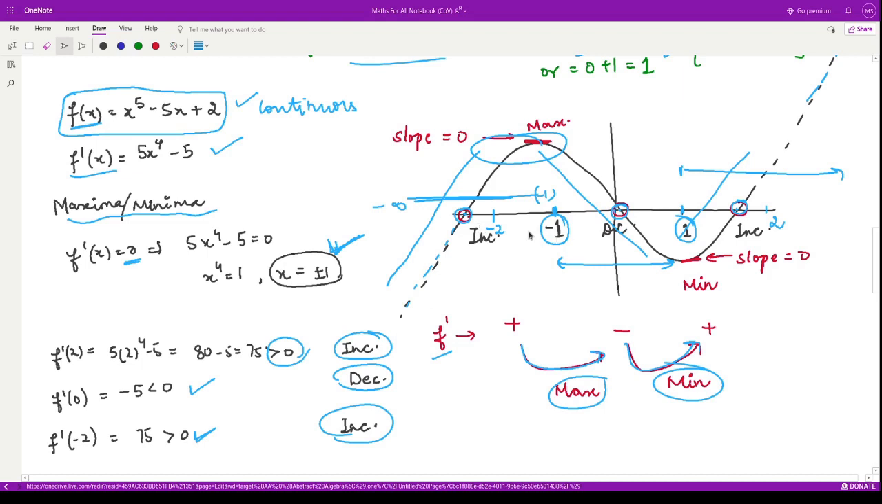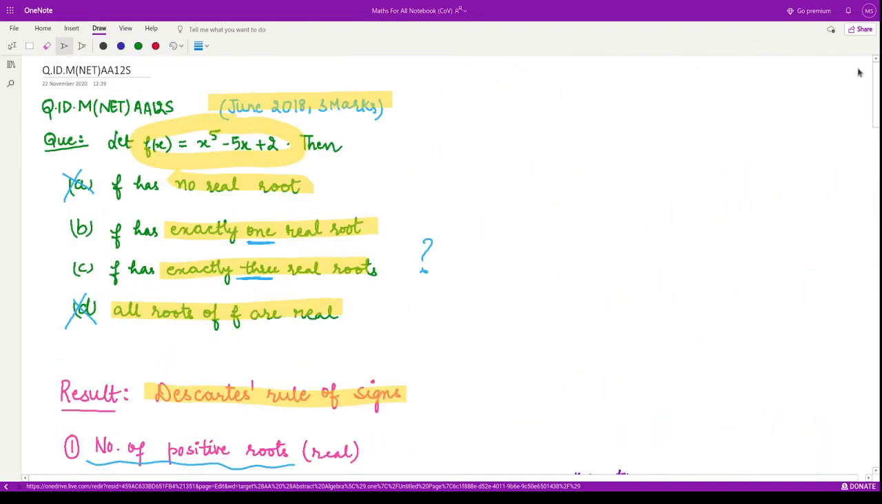However, by doing so we do not know what the roots are exactly, but we know how many roots we have. So the correct option for this is option C.